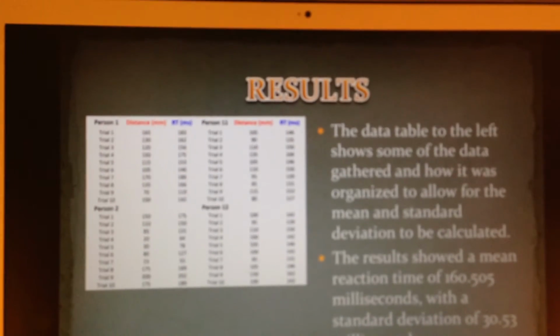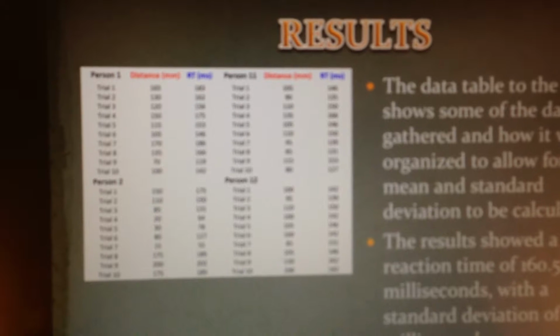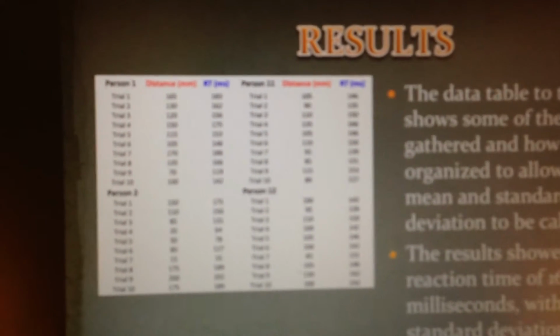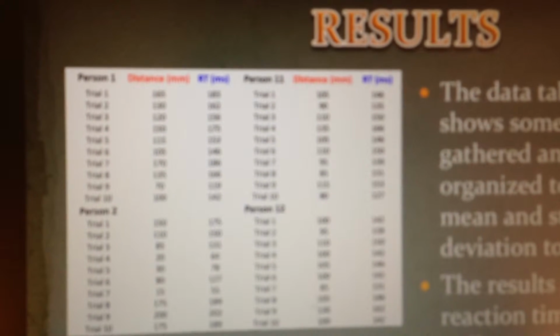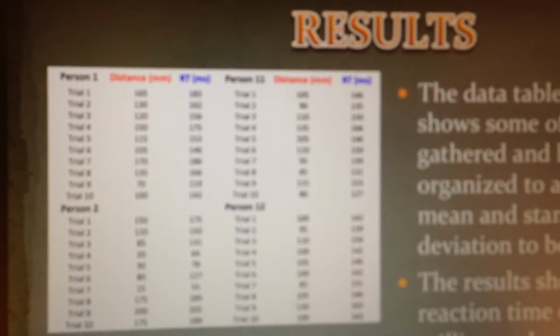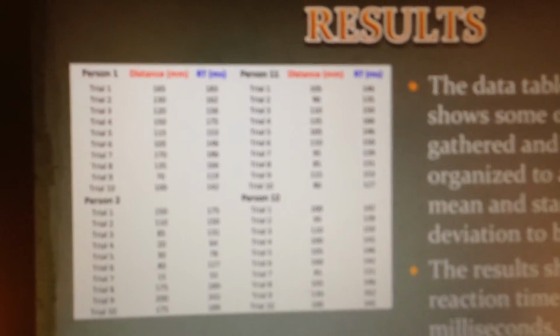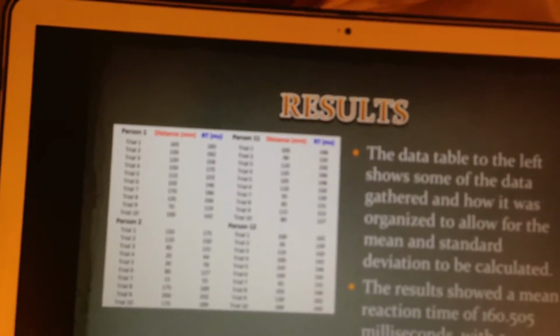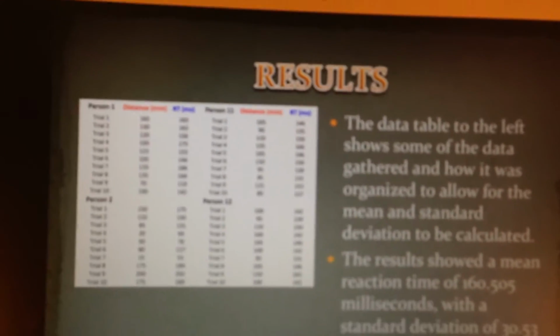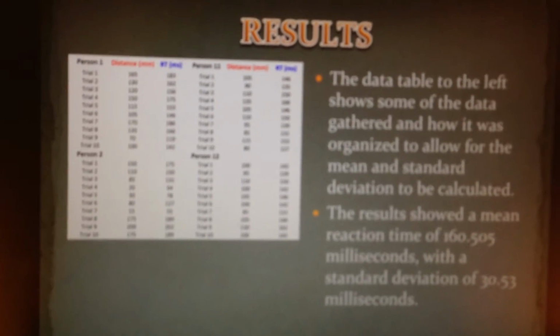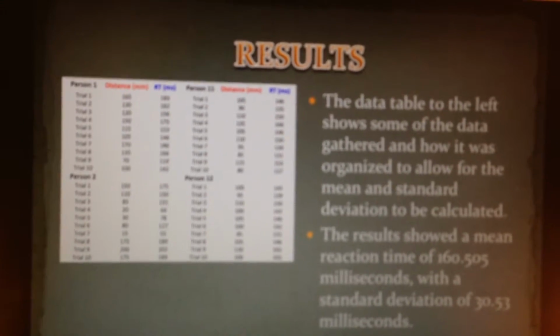Here is an example of my results. As you can see to the left, this is a section from my Excel spreadsheet, which is a little blurry. On the left is person 1, next in red is distance, and then I have all distances below that. To the right of that in blue are the reaction times, which were calculated using the distances. The results showed a mean reaction time of 160.505 milliseconds, with a standard deviation from that of 30.53.